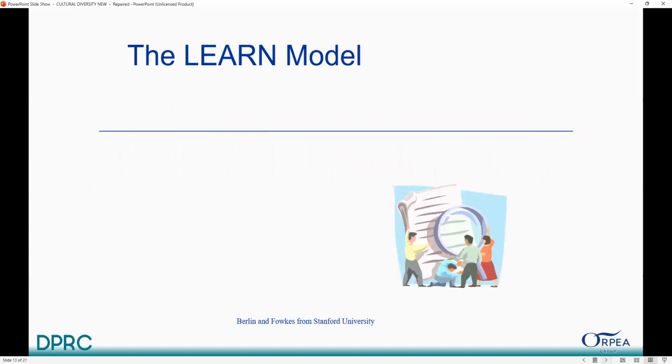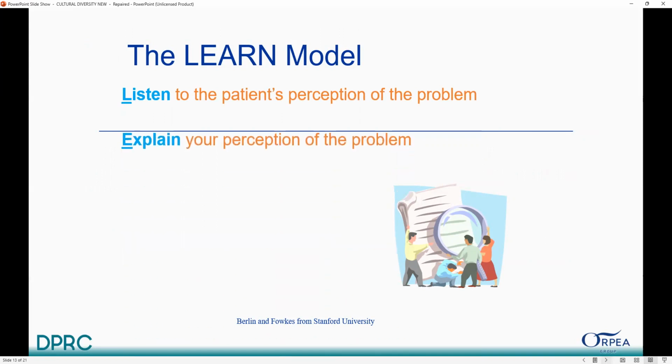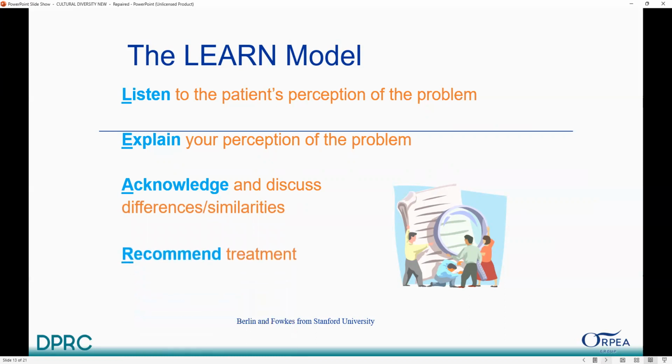The LEARN model. Listen to the patient's perceptions of the problem. Explain your perception of the problem. Acknowledge and discuss differences and similarities. Recommend treatments and negotiate treatment.